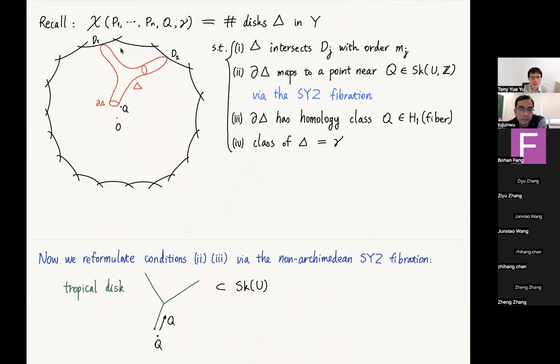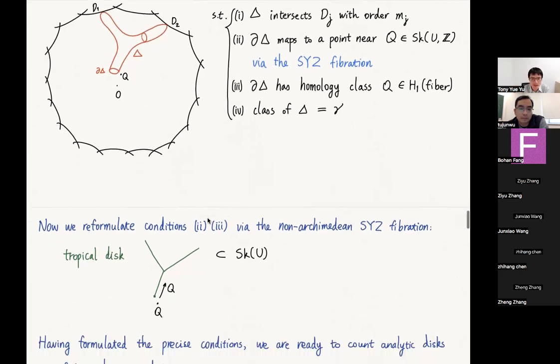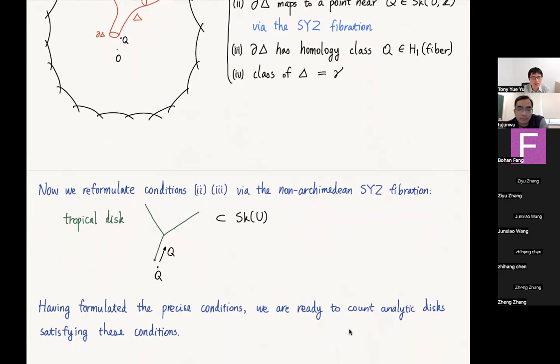Since whatever disk we have, under the non-Archimedean SYZ fibration, we just get a tropical disk, this piecewise linear tree, we can now formulate conditions 2 and 3 simply in terms of this tree. All we have to say is that the root of the tree is close to Q, and the derivative at the root is equal to the direction Q. And that's all we need. So now the conditions are very precise, and it really makes sense to say: let's count analytic disks satisfying all these conditions.